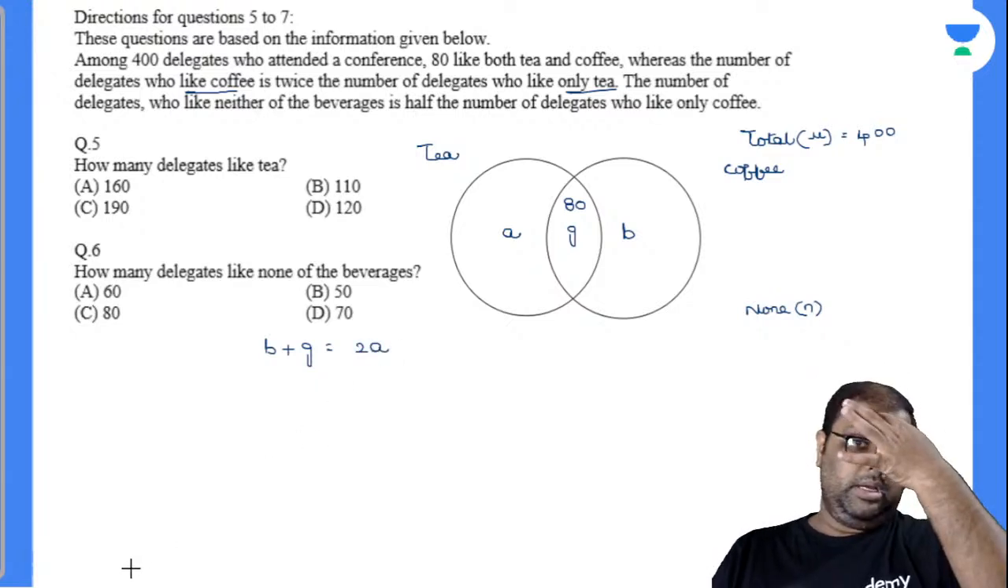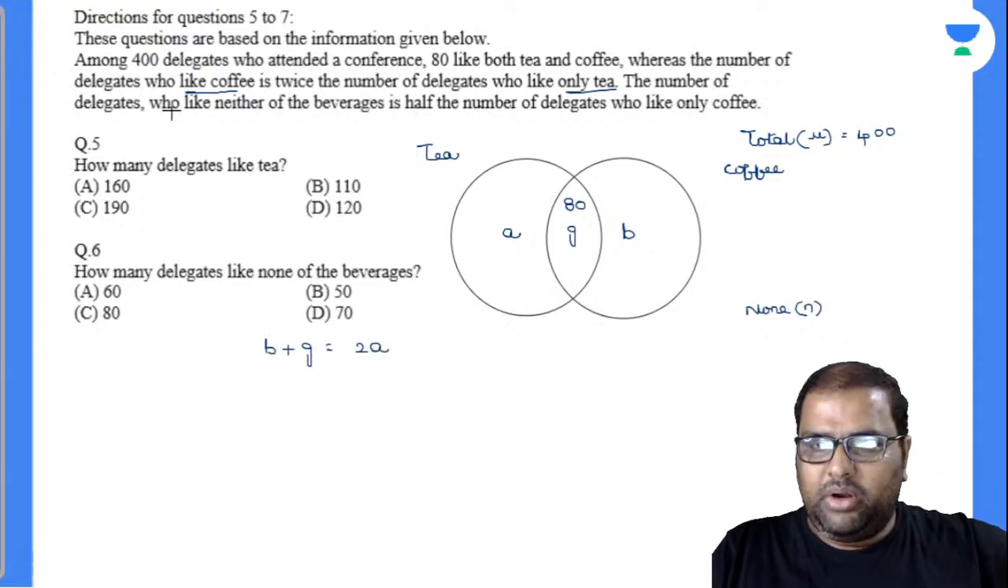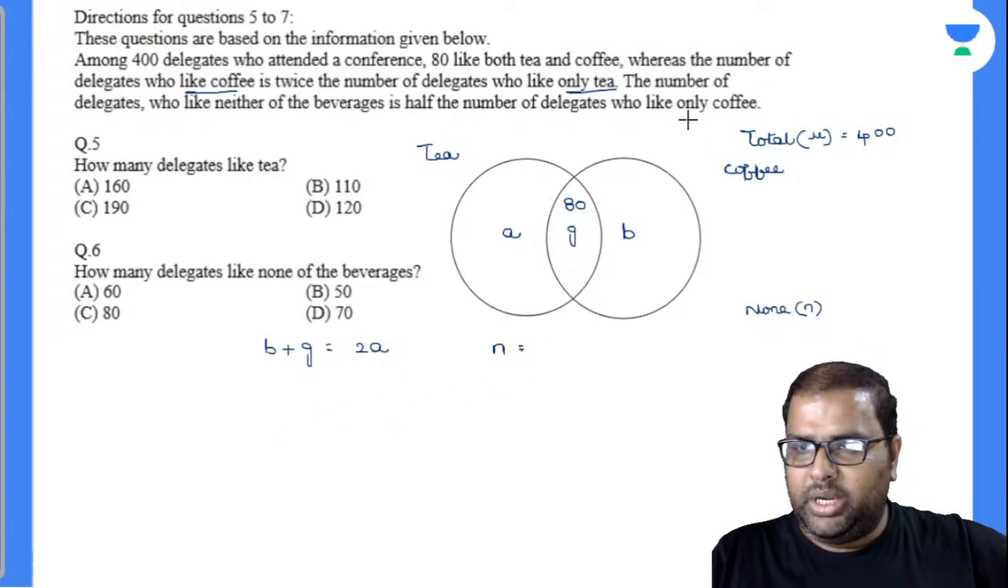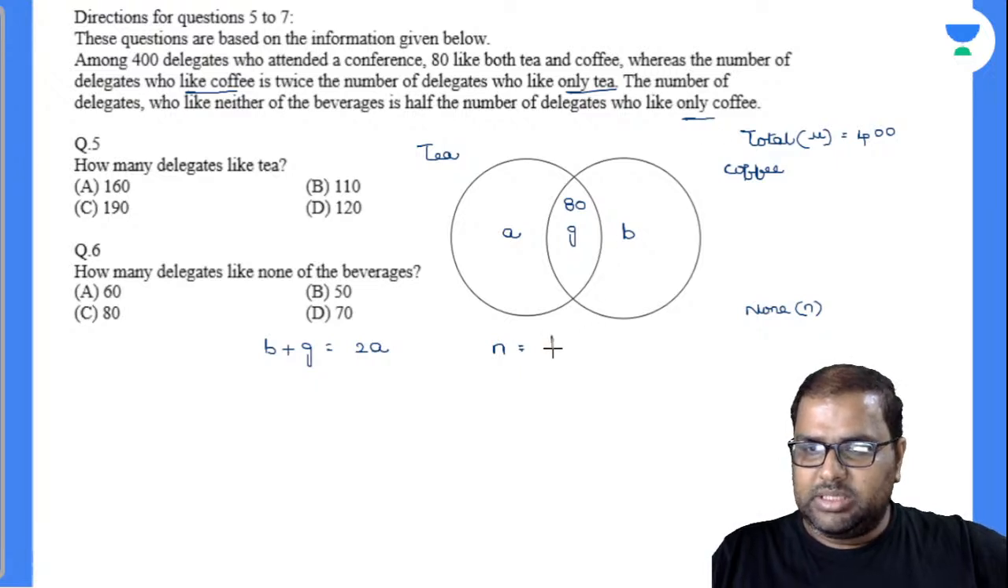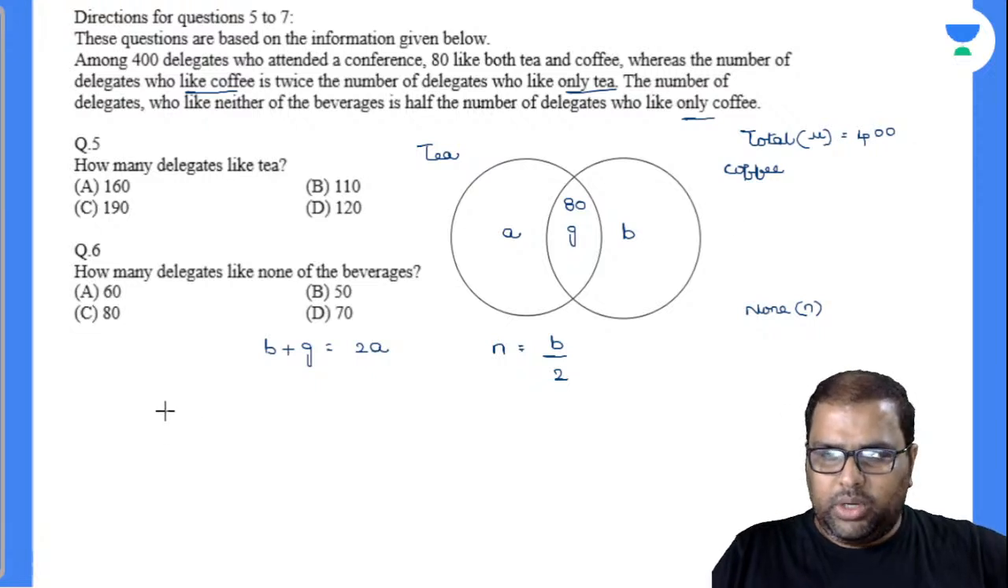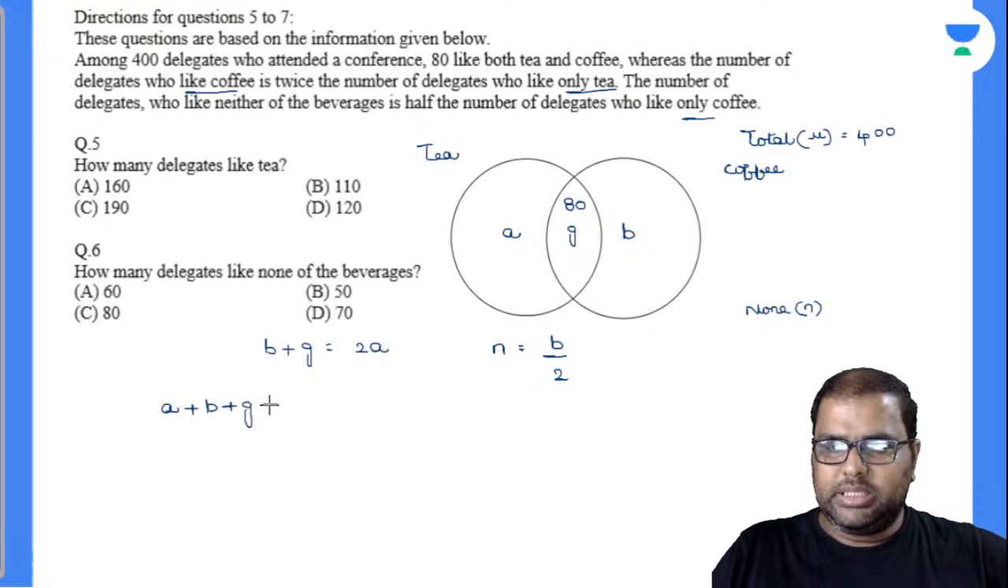Okay, fine. Coming to the next one, the number of delegates who like neither of the beverages, N, is half the number of delegates who like only coffee. Only coffee is nothing but B by 2. Right? So already you know your total value: A plus B plus G plus N is equal to 400.